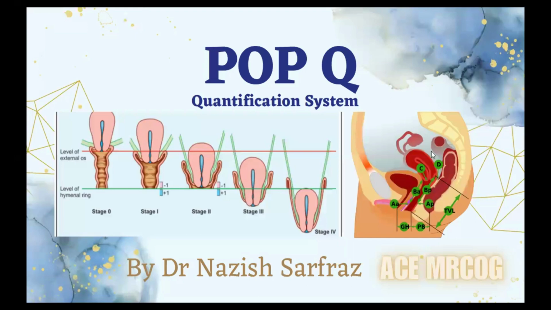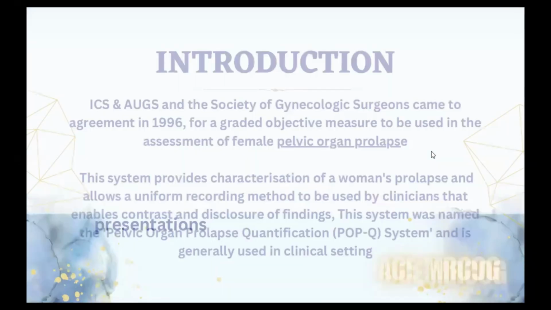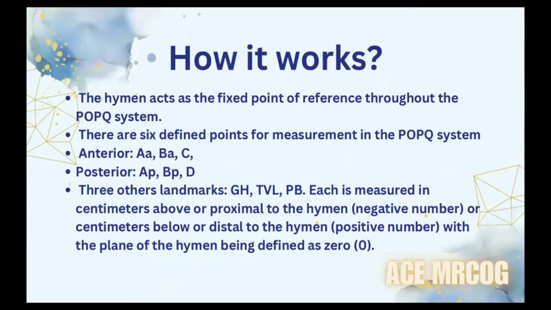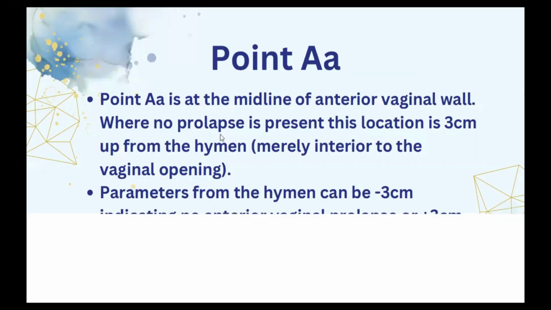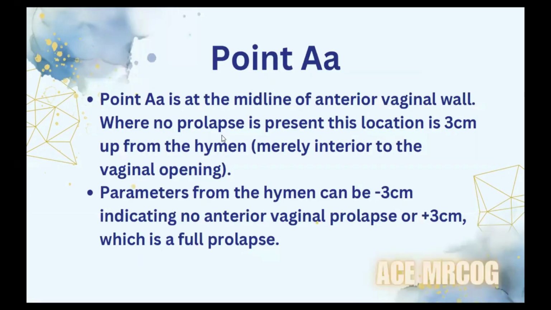Okay, so we were on point AA that I was explaining to you. I hope AA is clear to everyone. If anyone is having any doubts about point AA, just let me know. Just remember, it is just this point on the anterior wall that is called AA, and its normal value is -3, which means 3 centimeter behind the hymen. So when there is no prolapse, the location is 3 centimeter up from the hymen, or 3 centimeter behind the hymen, you can say in easy terms.